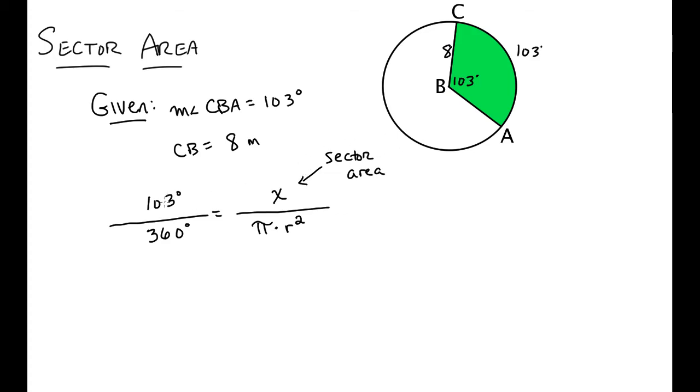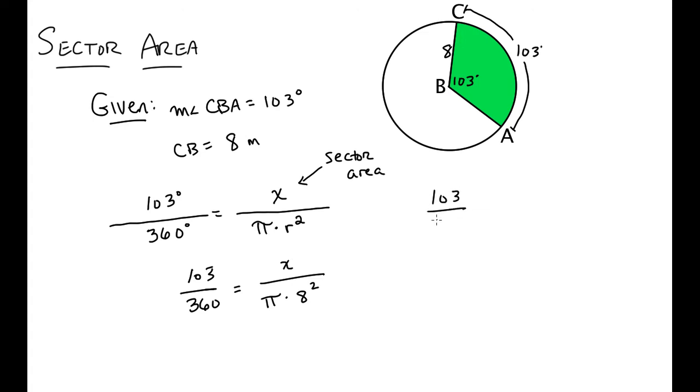All right, so what we're basically doing here is taking a portion of the circle, which is this arc measure, divided by the whole circle. So it's a portion divided by the whole is equal to the portion in green divided by the whole circle. The whole circle area is pi r squared. All right, so we're ready. 103 over 360 is equal to x over pi times 8 squared.